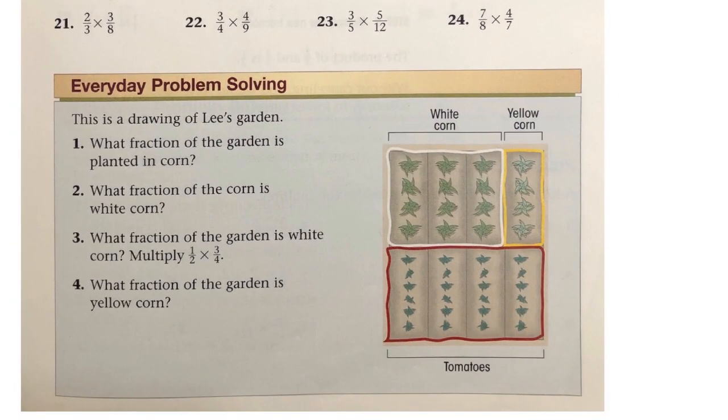We can also see how this works out with everyday problems. This is a drawing of Lee's garden. What fraction of the garden is planted in corn? White corn and yellow corn. So 2 types of corn. So we've got 1, 2, 3, 4 out of the 8 rows. And we can reduce that to 1/2 because 4 goes into 4 once and 4 goes into 8 twice.